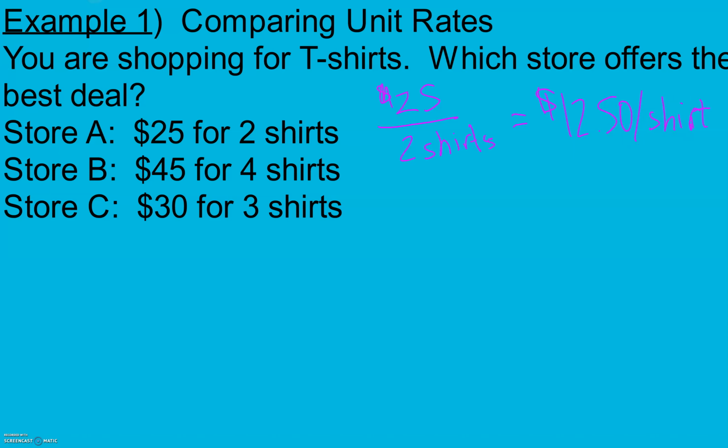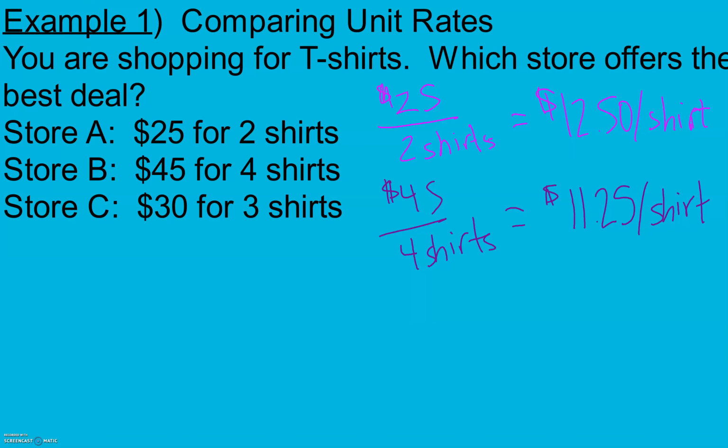Okay, store B is going to be $45 for 4 shirts. So I'm comparing $45 to 4 shirts, which I can reduce and get $11.25 per shirt. So 1 shirt would be $11.25, 2 would be $22.50, 3 would be $33.75, 4 would be $45. Okay, it's like we broke it down to how much does it cost per 1 shirt. These are our unit rates.